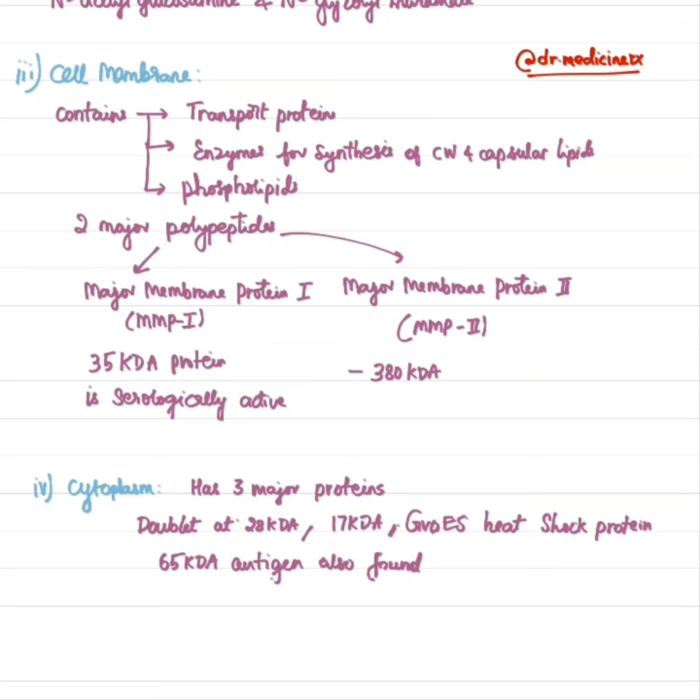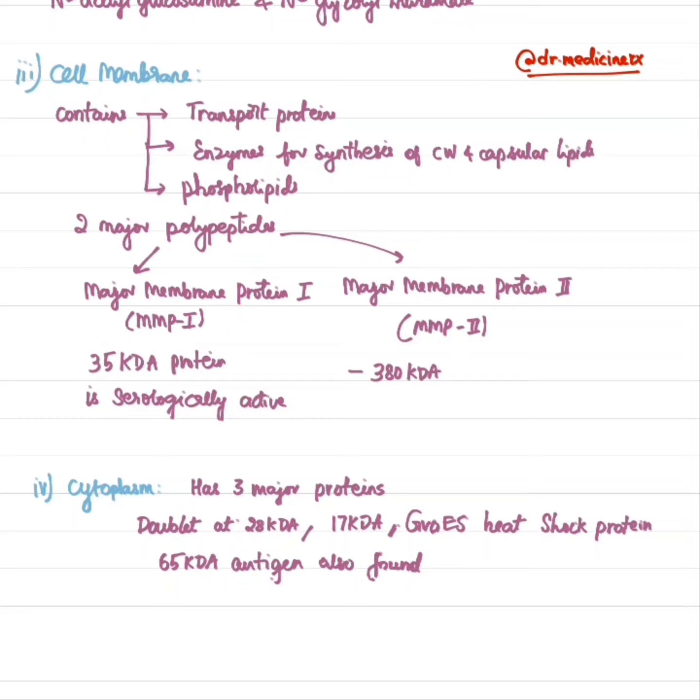There are two major polypeptides found in the cell membrane. The first is the major membrane protein 1, MMP1, which is a 35 kilodalton protein and it is a serologically active component. And the second is the MMP2 protein, the major membrane protein 2, which is a 380 kilodalton protein.